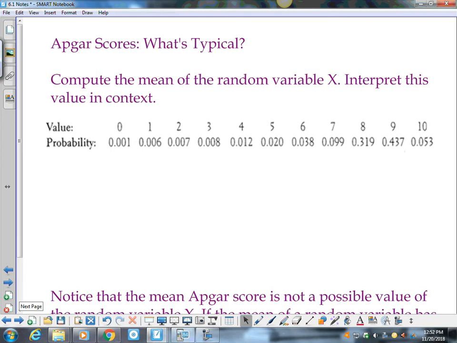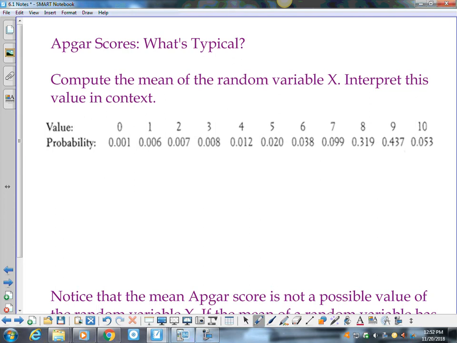Apgar scores. What's typical? Compute the mean, or the expected value, of the random variable x, and interpret this value in context. Now, the last problem had 2 values. This problem has 11 values. Do y'all see how long that would be? The first one was easy. It was only 2 values. That was easy to write out. Okay, so watch.